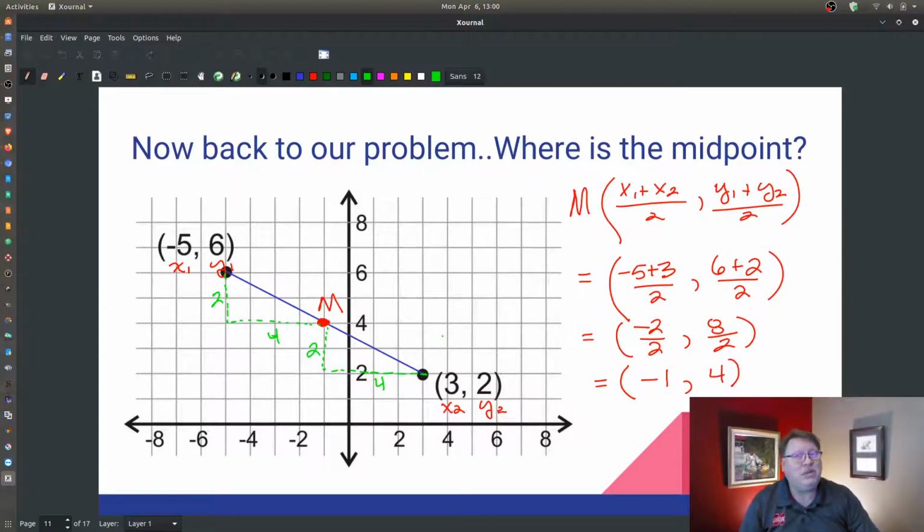Now sometimes that midpoint doesn't show up in the nicest of places. It's not going to be at the intersection of the grid lines, and for that one I'd prefer to use the formula for that situation.